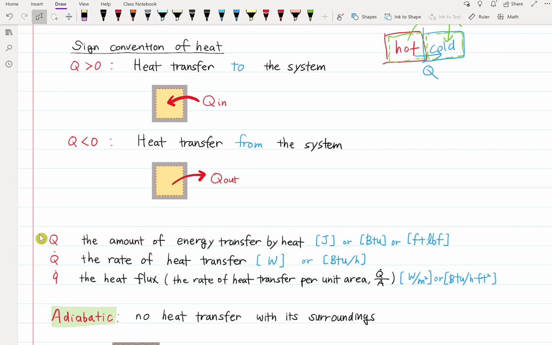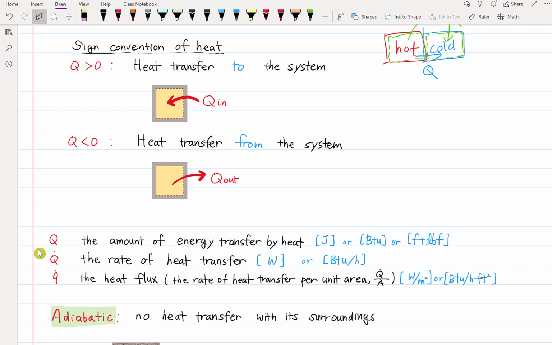Heat is denoted by Q when it represents the amount of energy transferred by heat. So heat is the transfer of energy, so it has the unit of energy, joule, same as work. So the SI unit for heat is joule. The English unit is BTU, or pound-force feet.